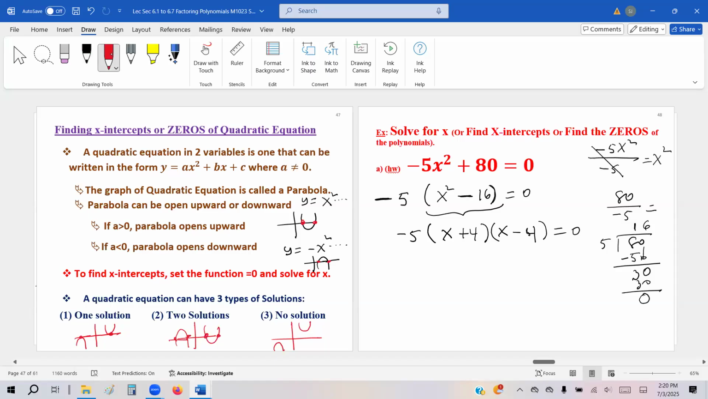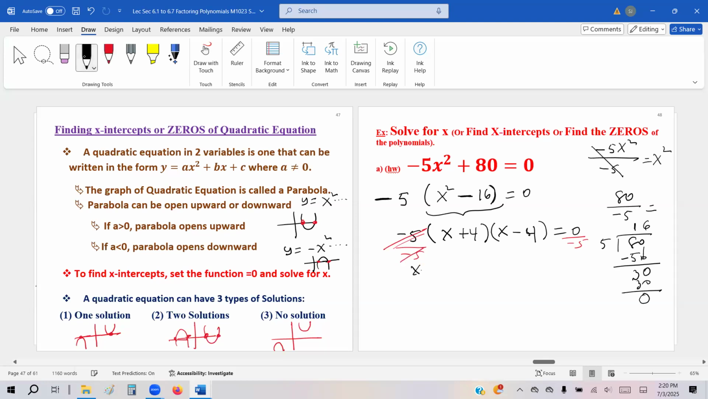Now, negative 5 is a number, it doesn't have any variable. So you can simply ignore it. By ignoring, it means we are dividing both sides by negative 5. Because it doesn't have any variable, it's just a number. We don't need any number. We only need the thing that has a variable. So negative 5 cancels out.